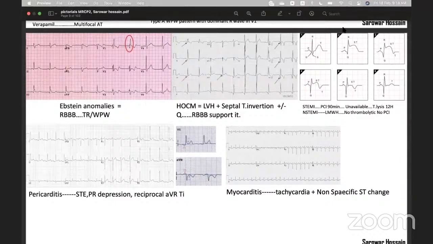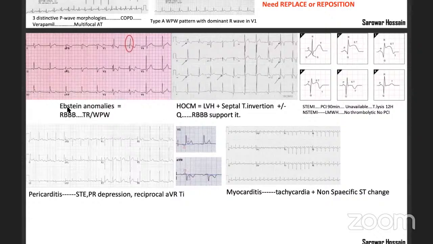So this is the first one. Here, what we can see is this RSR dash pattern, along with some T-wave inversion. To be frank, Ebstein anomaly has two kinds. One will be similar to WPW, short PR interval with delta wave. The other one will have this kind of pattern. If anybody knows how to remember Ebstein anomaly properly, they can tell. RBBB, TR, WPW.